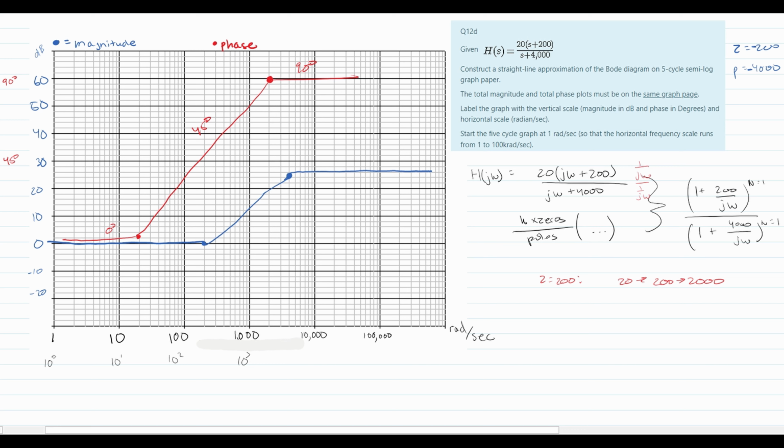Now we need to do the same thing for our pole. So our pole is 4000, or it should be negative. These are both negative, but again, it doesn't terribly matter here. It kind of does if you were to plug it into a calculator, but as long as you know what you're doing, negatives are just kind of directions.